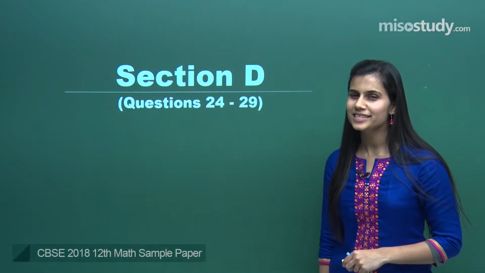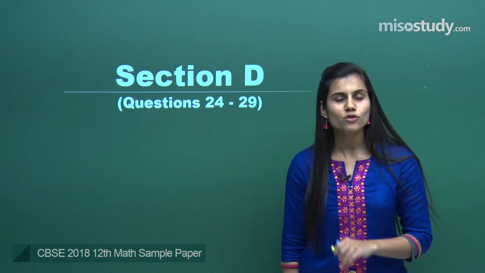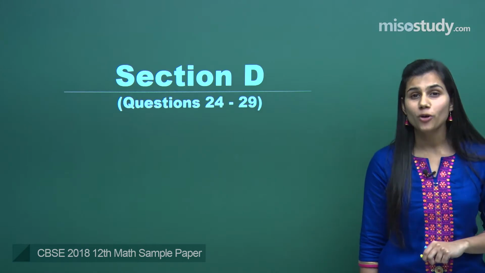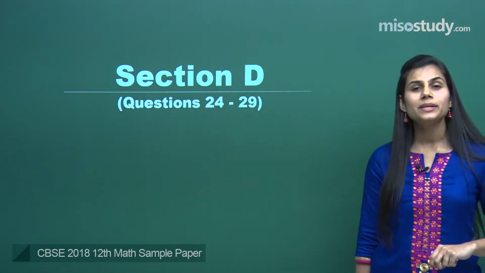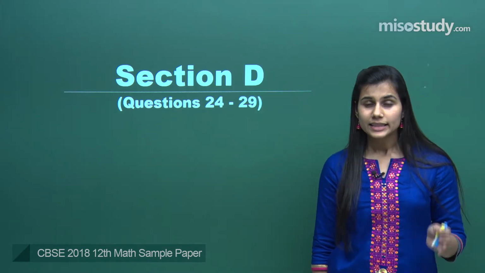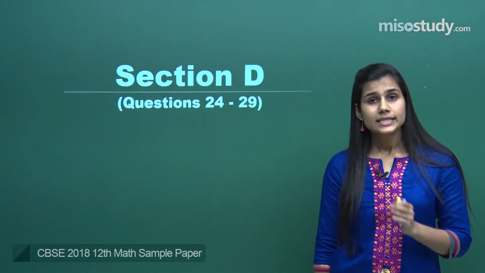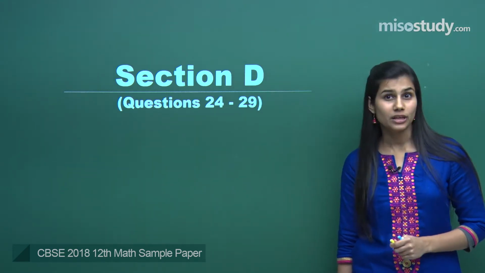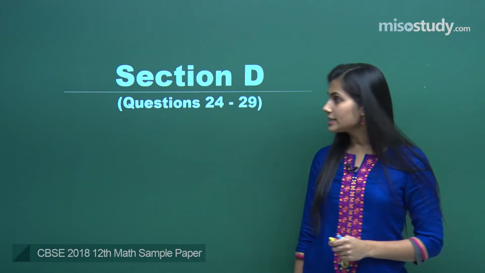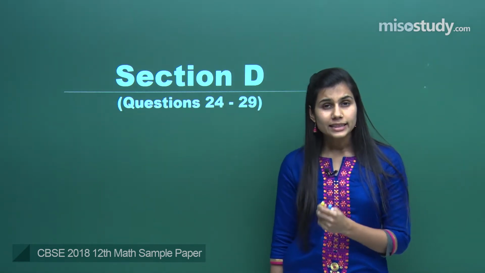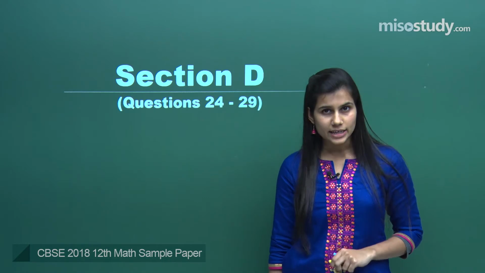Hello young chaps, we have been discussing all the questions which are most likely to be asked in your board exams. We have completed discussion about section A, the very short answer type questions, then section B a bit longer, section C a bit longer, and now it is the turn of section D. This consists of questions from 24 to 29.